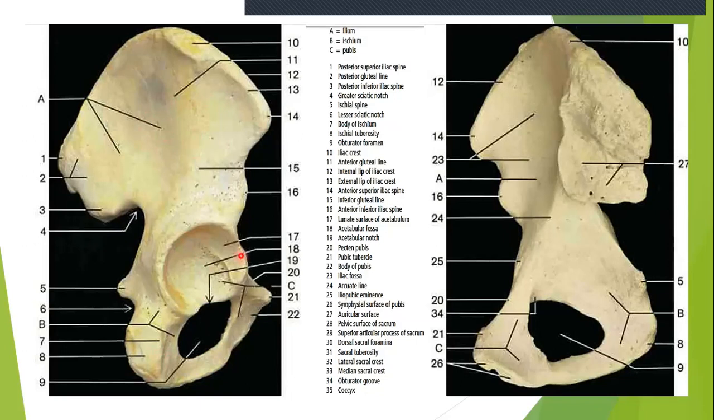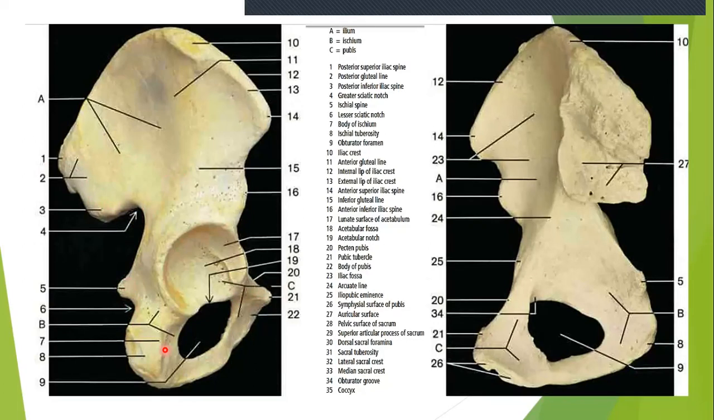So you can see it has some parts. A is the ilium. B is the ischium. This is the pubis. Now, one here is the posterior superior iliac spine. Then this is the posterior gluteal line, though it usually fades. Then this is the posterior inferior iliac spine. This is the greater sciatic notch. This is the lesser sciatic notch. This is the ischial spine, the site for pudendal nerve block.